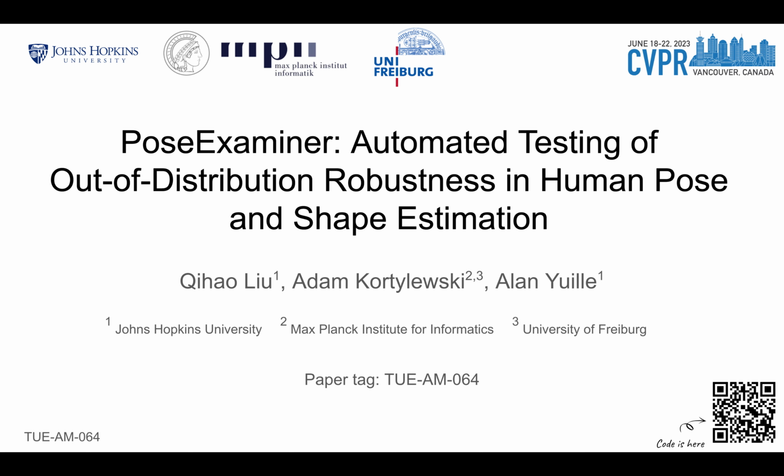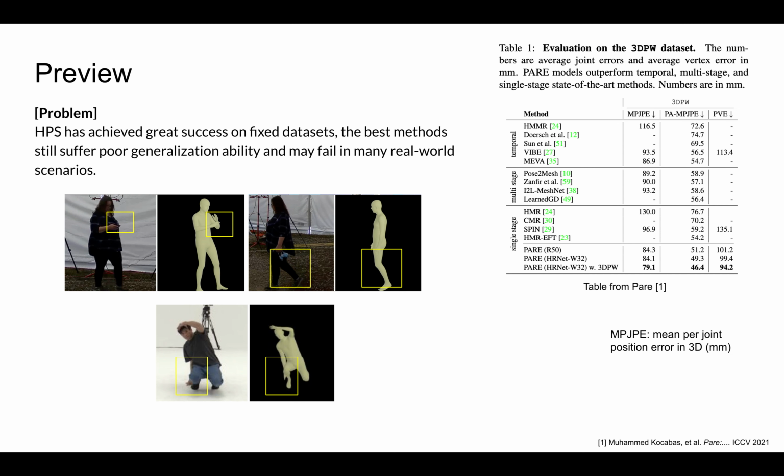Hello everyone. In this video, we are going to present PoseExaminer, automatic testing for out-of-distribution robustness in human pose and shape estimation. Recently, human pose and shape estimation methods have achieved remarkable results on standard benchmarks, but they still lack generalization ability and may fail in many real-world scenarios.